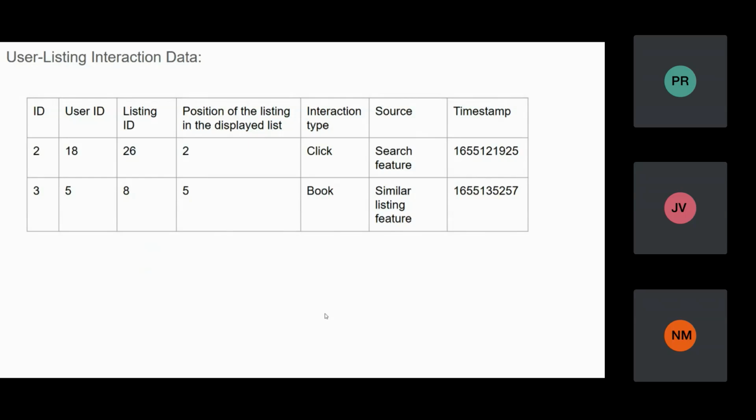So you can see user ID and listing ID being interacted, and what was their interaction type. There is a click, and there is a booking interaction type. Then the source, how they found the listing. So one was from the search feature, and the other was from the similar listing feature, and the timestamp when they happened.